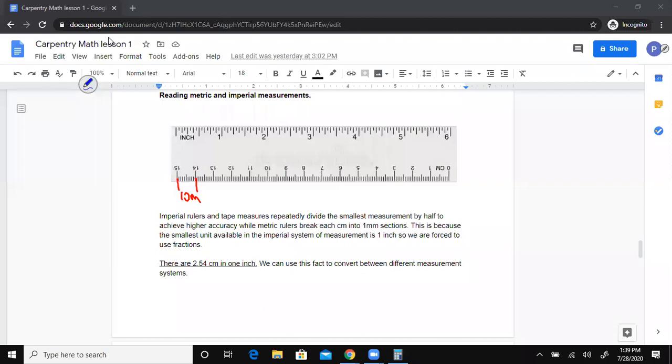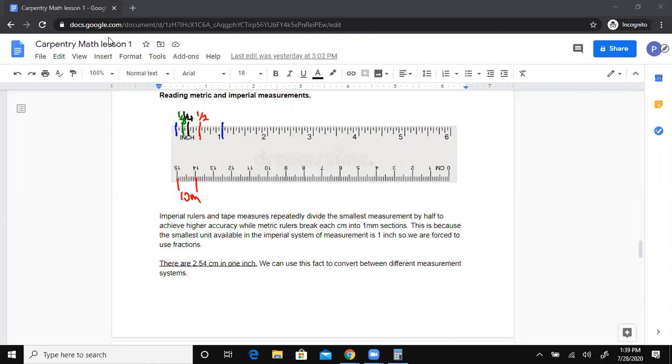Imperial, on the other hand, likes to work in fractions. They take whatever the smallest subdivision is, in this case 1 inch, and they first divide that by 1/2. We go 1/2, and then they say, okay, what's a half of a half? So a half of a half is a quarter, and then they say, what's a half of a quarter? And a half of a quarter is an eighth, and they keep going like that. So you'll notice on the imperial measurement scale, all these ticks have different sizes. The smaller the tick, the more times it's been subdivided by a half.